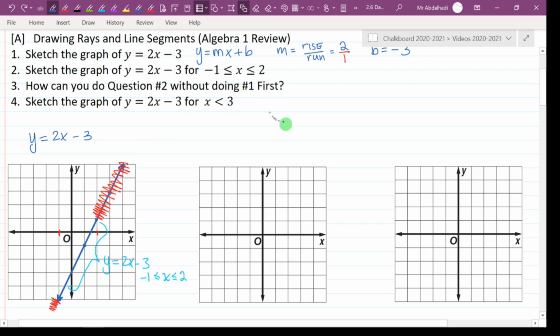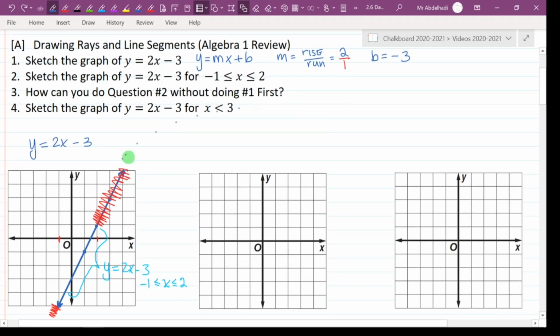And the answer is, what you can do is find the endpoints of the line segment and then connect the dots. So what I mean is this. Look at your function, y equals 2x minus 3. We could graph the entire thing like we did in problem number 1, but we don't want to scratch it out like we did in problem number 2. So we're going to take problem number 2, and what we're going to do is find the endpoint.